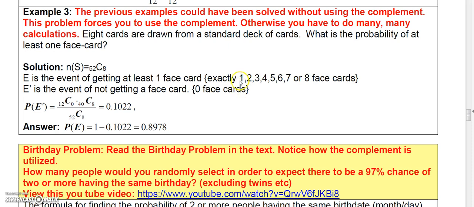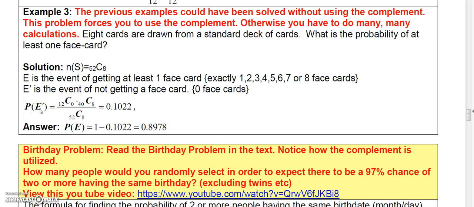But if you think about what is the complement, what is the event of not getting a face card, that would be the complement. In other words, 0 face cards would be the complement. It's much easier to get the probability of getting no face cards. And so let's do that.